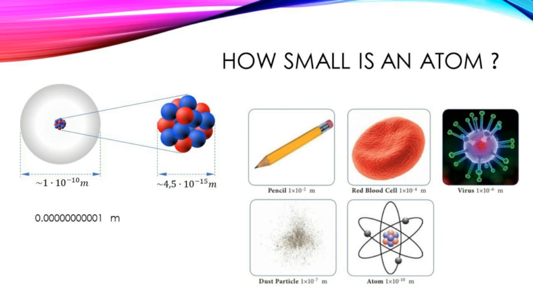The red blood cell is 1 into 10 to the power of minus 4 meter. That is 0.00004 meter. Virus, 1 into 10 to the power of minus 6 meter. The dust particle, 1 into 10 to the power of minus 7 meter. And the atom, it is 1 into 10 to the power of minus 10 meter. That is 0.0000, likewise 10 zeros and then 1.